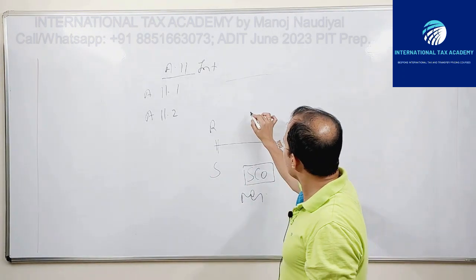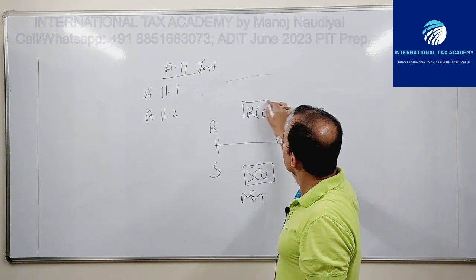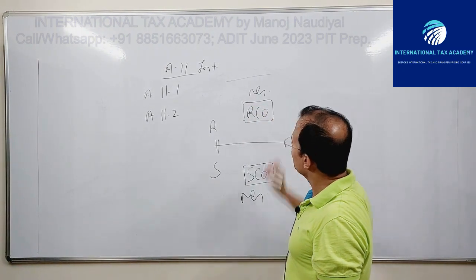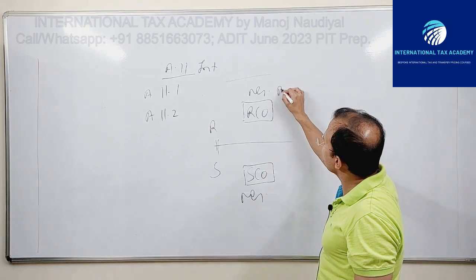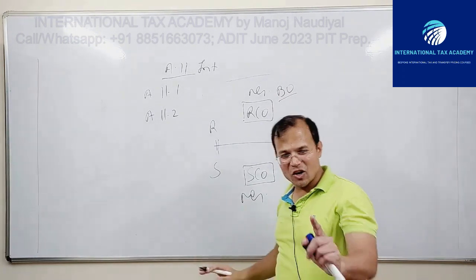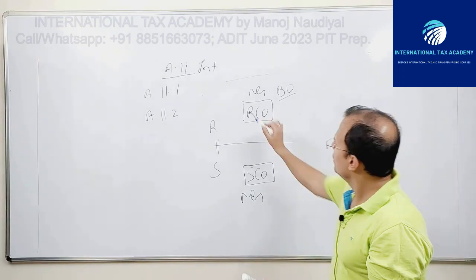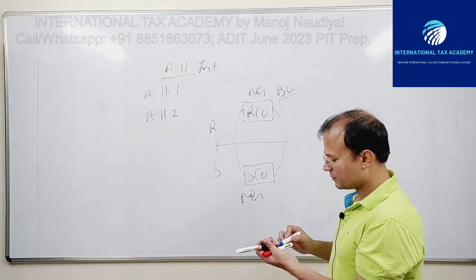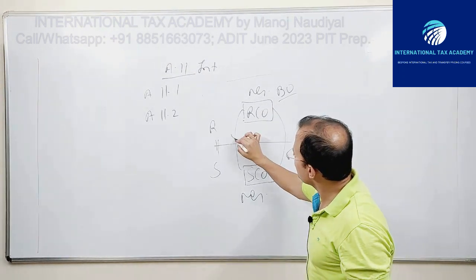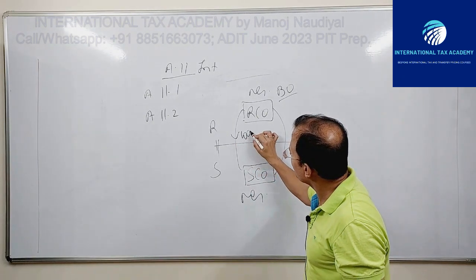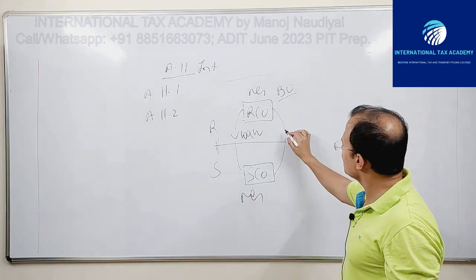Resident. ARCO. Resident. Now we also take this ARCO as BO. Right? Because now we've seen the concept of BO. So this is a debt or a loan, and then this is the interest payment.